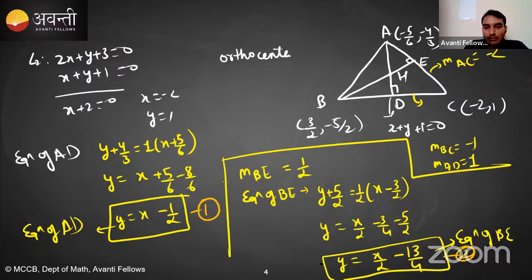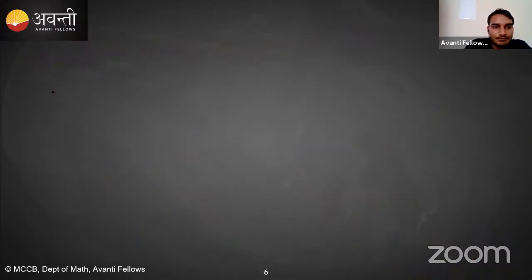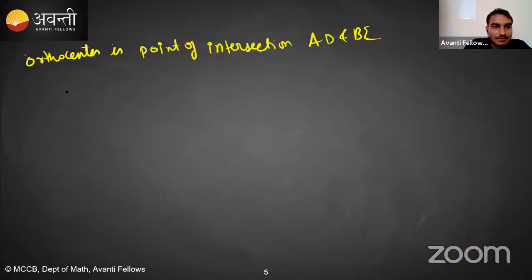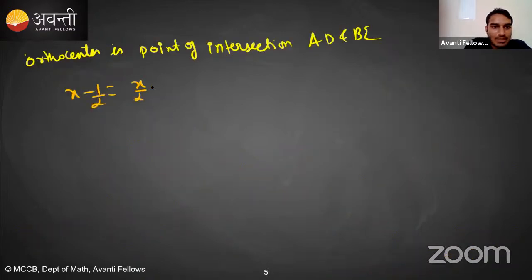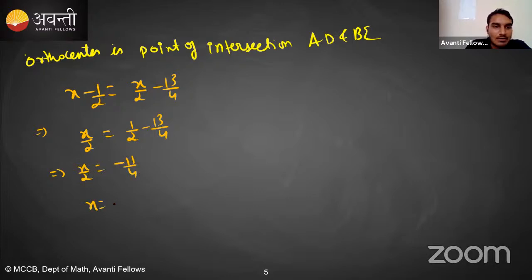So solve. y equal to y. So how will it come? x minus half is equal to x/2 minus 13/4. From here, x/2 is equal to 1/2 minus 13/4. How much does x/2 come out to be? x/2 is nothing but minus 11/4. So x is minus 11/2. So this is the x coordinate of your orthocenter.